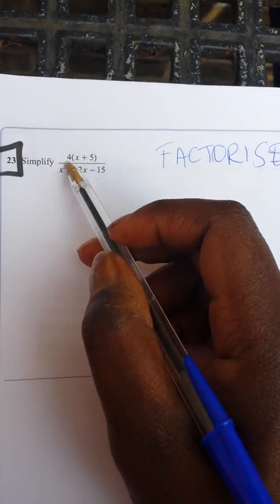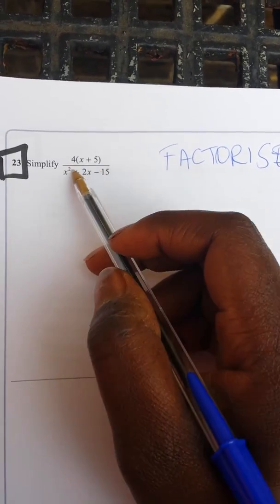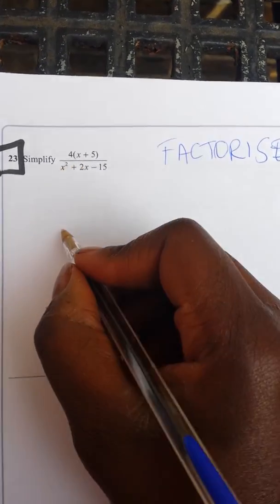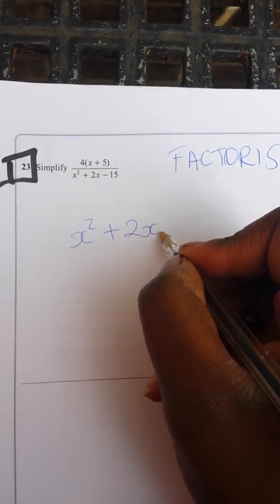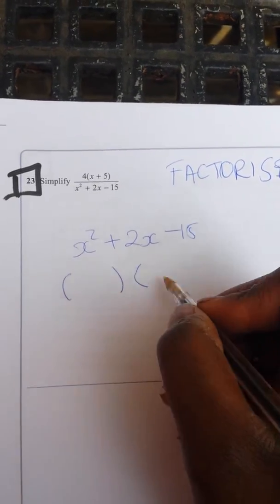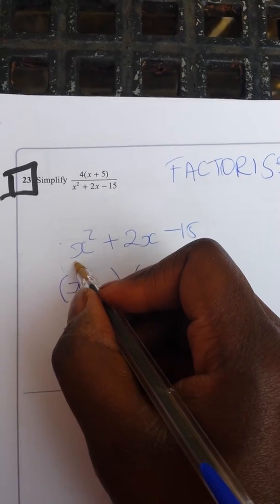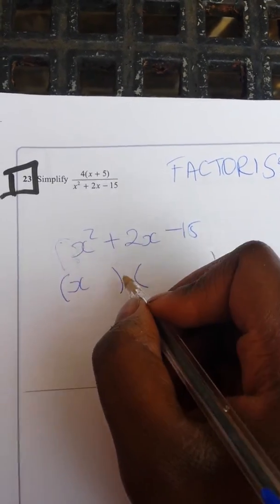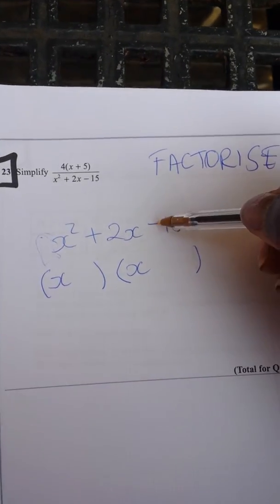So, the top's already in brackets, so you know you ain't going to have to mess with that. Now we need to look at the bottom bit. Okay, let's write this out on its own. x squared plus 2x minus 15. This is a quadratic, so we know it's going to go in two sets of brackets. There's no coefficient or number in front of the x squared, so we know both of them are going to start with x.